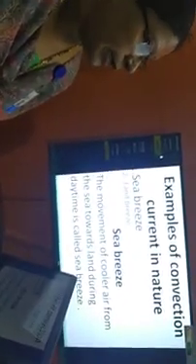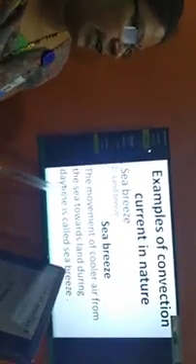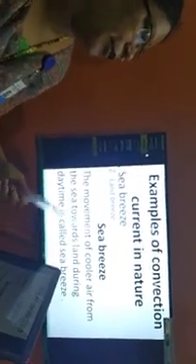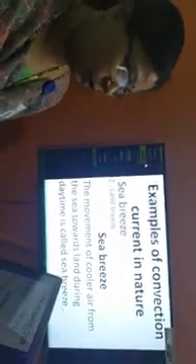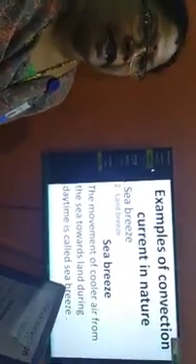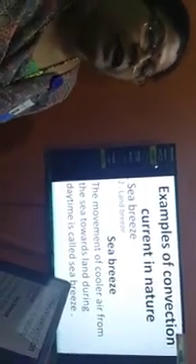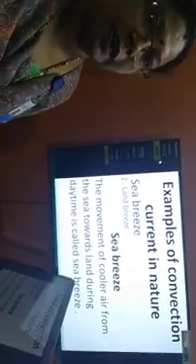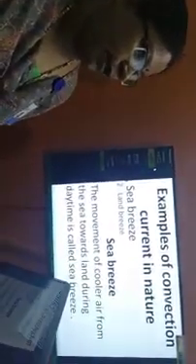So what is sea breeze? The movement of cooler air from the sea towards land during daytime is called sea breeze. The colder air from above the sea moves towards the land. That is known as sea breeze. So when does sea breeze occur? Sea breeze occurs during daytime. Then the next one is land breeze.